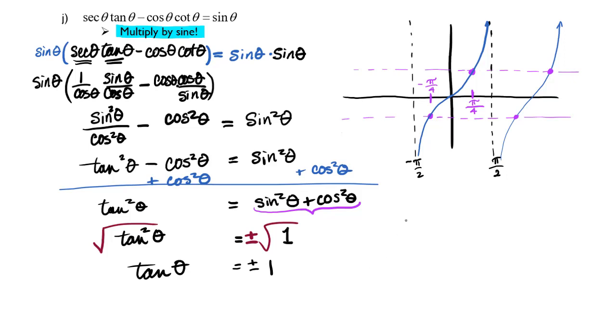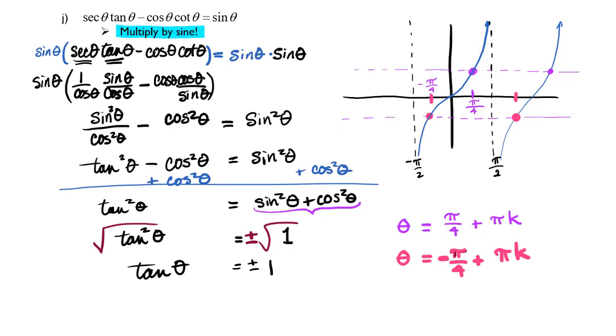This means that theta, my angle that I'm trying to find, is equal to pi over 4, that's this one up here, pi over 4, plus pi k, meaning it happens every period of the tangent. I also will have this other value for the angle at negative pi over 4. And that is going to be theta is equal to negative pi over 4 plus pi k.